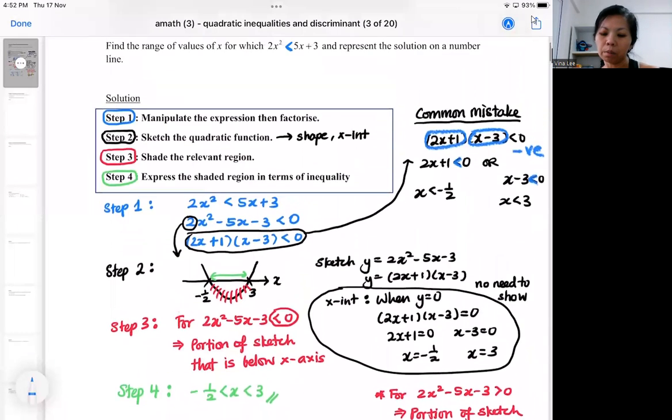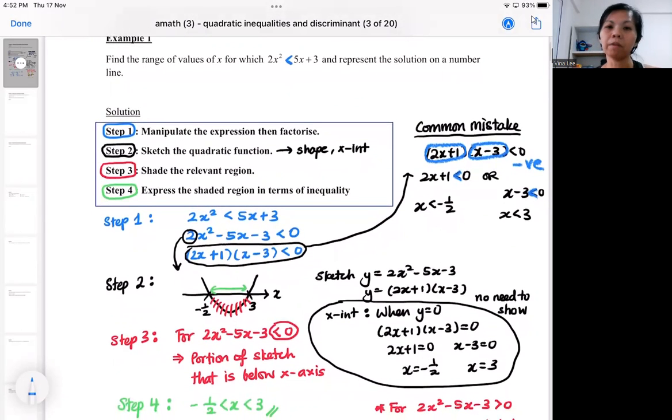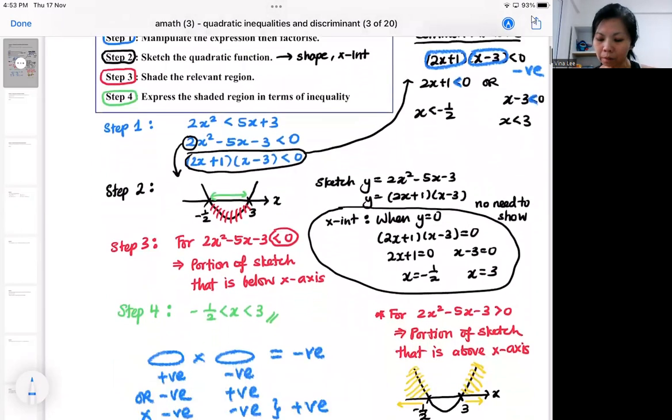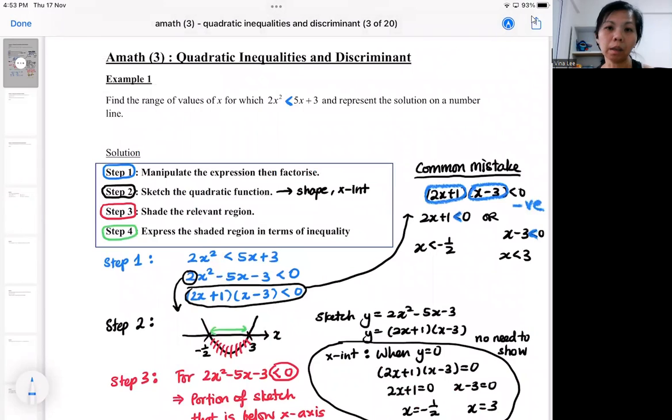So when you are dealing with quadratic inequality, essentially we are looking at the sketch. We are interested in the sketch that is below the x-axis or above the x-axis. As a quick summary, for quadratic inequality, we are looking at the quadratic graph, or the quadratic sketch, above the x-axis or below the x-axis. That will be the main thing about quadratic inequality.